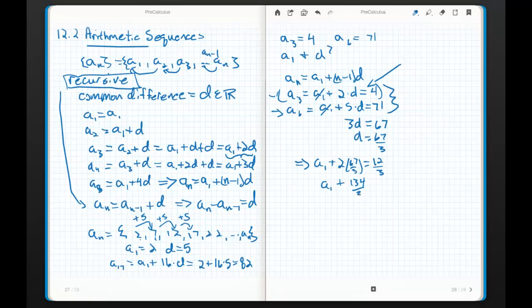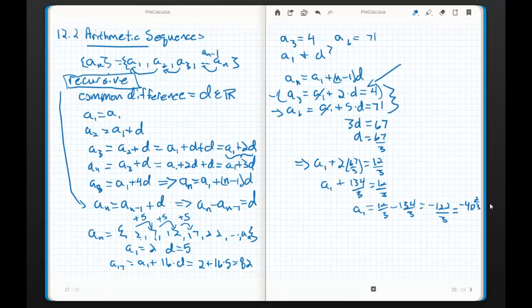So a1 plus 134 thirds equals 12 thirds, which implies that a1 is equal to 12 thirds minus 134 thirds, which is equal to what? Negative 122 thirds, which isn't reducible because 3 doesn't go into 122. Now, that may freak you out. You may say, well, Ripley, what the heck? Let's see. So you're telling me that my first term, a1, is equal to negative 40 and 2 thirds?